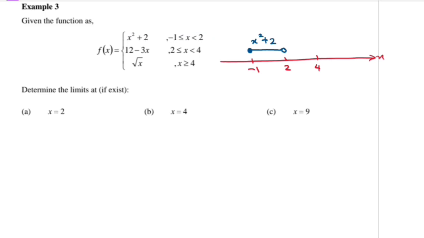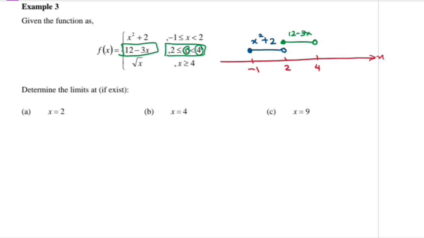Next inequality sign. At 2, there's an equal sign. So that means at 2 it's dense. And then at 4, there's no equal sign. So that's why it's empty. x is right in the middle, which means the line is right in the middle. And the function is 12 minus 3x. So write that right on top of this line. Imagine like you are sketching a graph right between these two values of x.